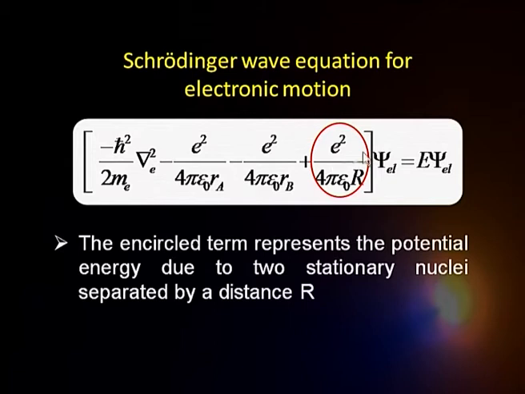Now, the encircled term here, the term which I put into this oval shape, represents the potential energy due to the two stationary nuclei separated by distance r. That has to be understood, because this follows straightaway from our Born-Oppenheimer approximation, because we just said the nuclei are in motion, and also if a molecule is executing vibrational motion, the internuclear distance changes.